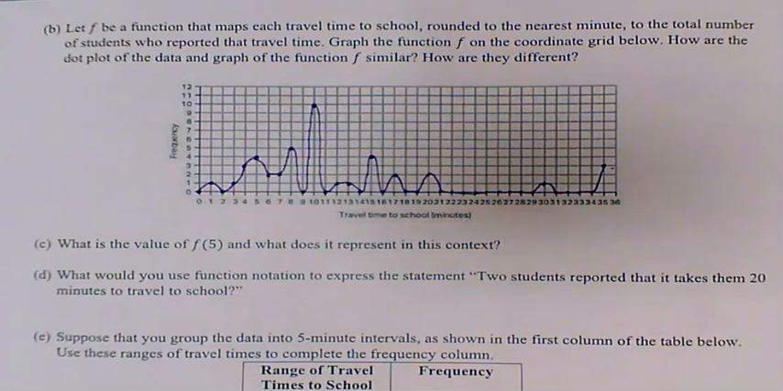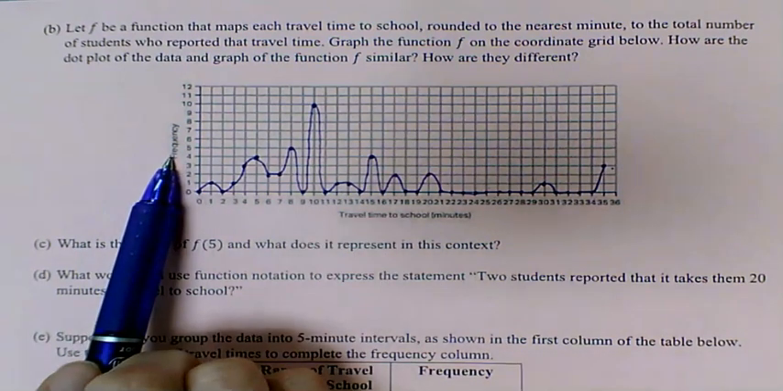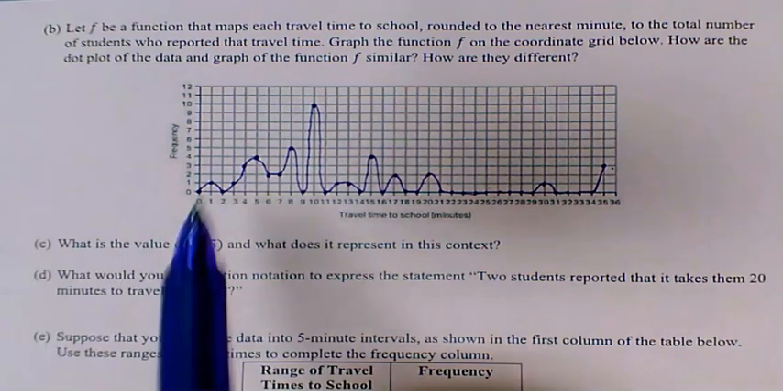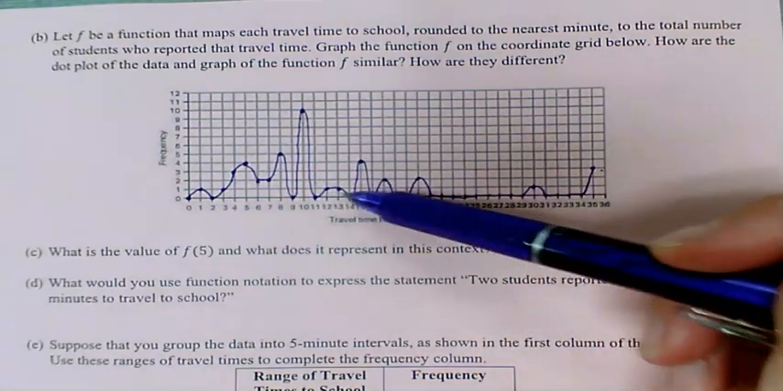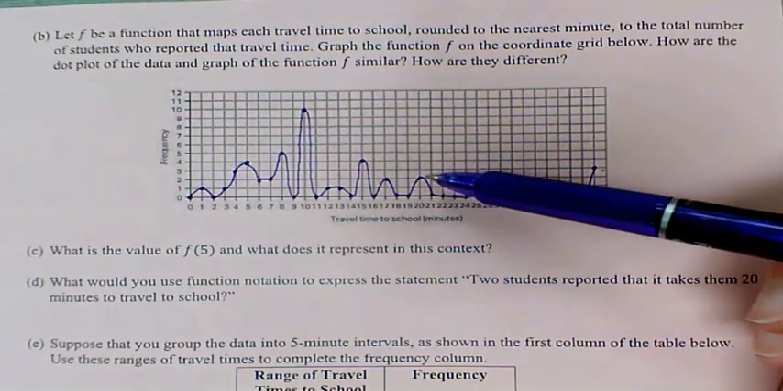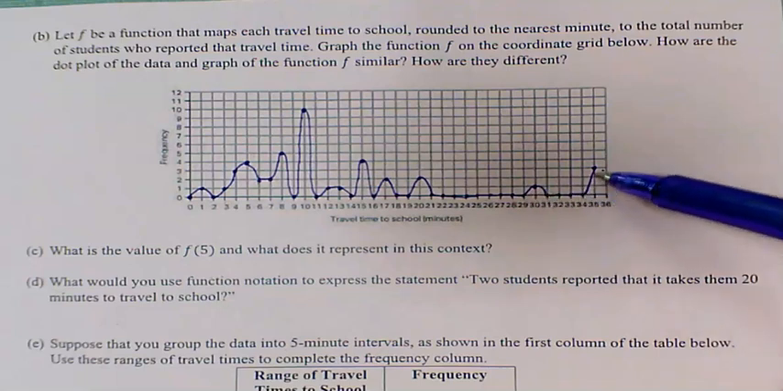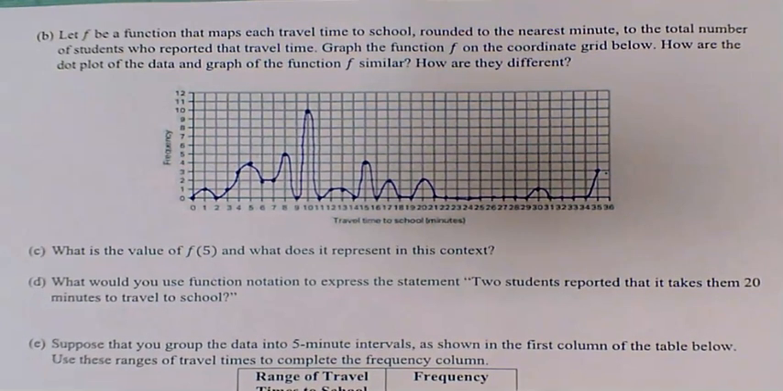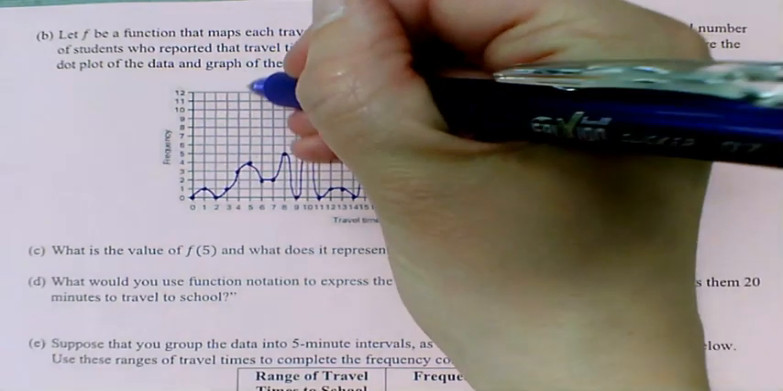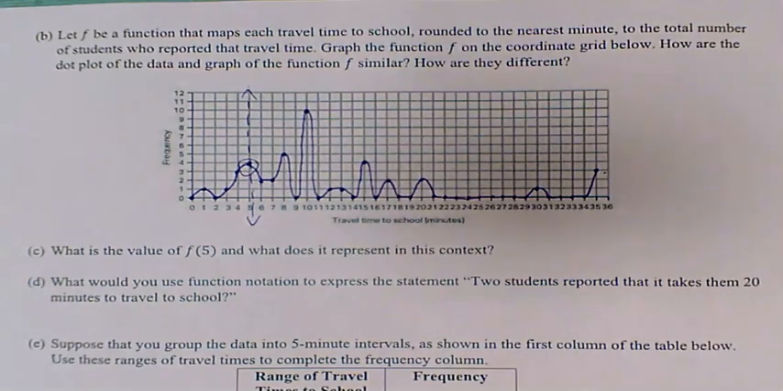So here should be your function f. This function maps each travel time to the school, rounded to the nearest minute, to the total number of students who reported that time. So all we did was plot our points from our table, and then we connected with a curve. There's a lot of ups and downs in this graph, and then you'll notice towards the end a lot of the frequencies were 0, so we have kind of this constant line until we hit that little bump, and then another little bump at the end. So here is our function. We'll notice that it passes the vertical line test, which is a way to test for functions in graphs. If you put a vertical line through the graph, the function should only hit that vertical line once. So that means that the function has passed the vertical line test and it is a function.